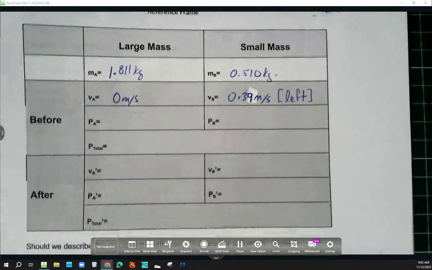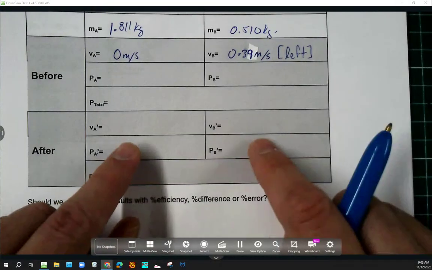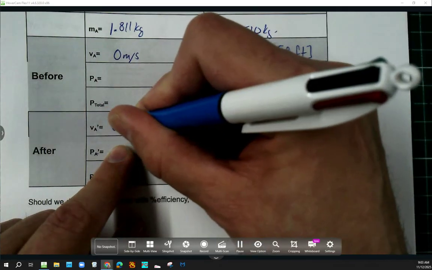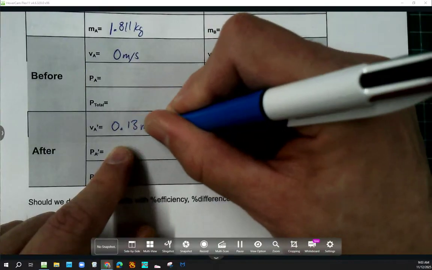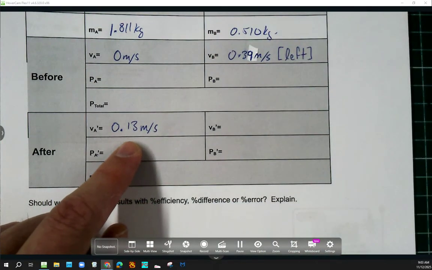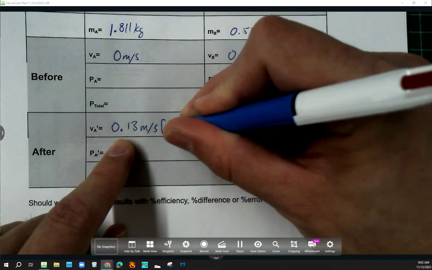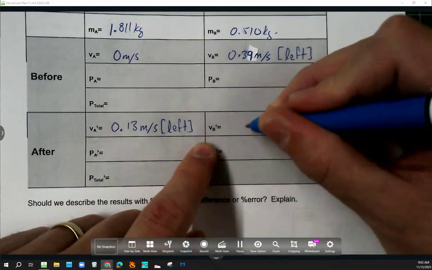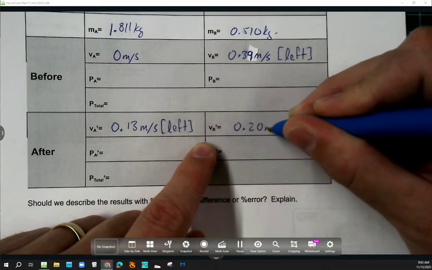In the after situation, the motion sensor picked up the motion of these two objects. The after velocity for the heavier cart was 0.13 meters per second. I got that by finding the slope of a position time graph. I didn't read it straight off the velocity data. It came from the slope of the position time graph, and that was to the left. So we've got a reference frame up at the top. And then cart B actually recoiled. It rebounded at 0.20 meters per second to the right.